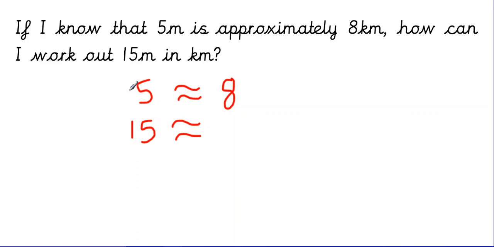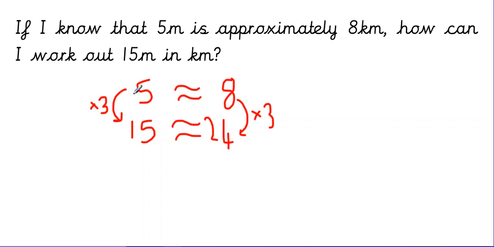So I'm going to work out what I have done to 5 to get 15. Well, I've multiplied it by 3. Can you see that? 5 times 3 is 15. So if I want to know how much 8 kilometres would be equal to in 15 miles, I'm also going to multiply that by 3. Whatever you've done to one side, you do to the other. And 8 times 3 is 24. So that would mean that 15 miles is approximately 24 kilometres.